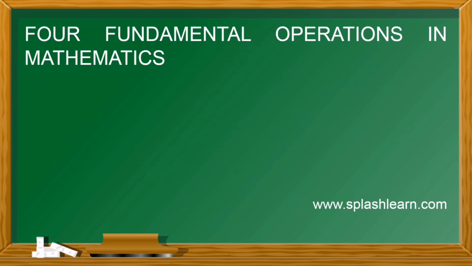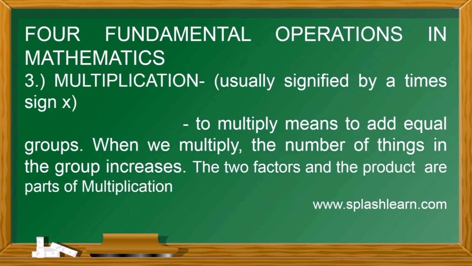Third is multiplication. It is usually signified by a times sign. To multiply means to add equal groups. When we multiply, the number of things in the group increases. The two factors and the product are parts of multiplication.